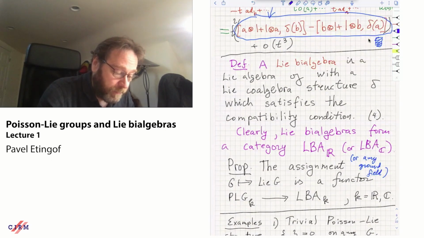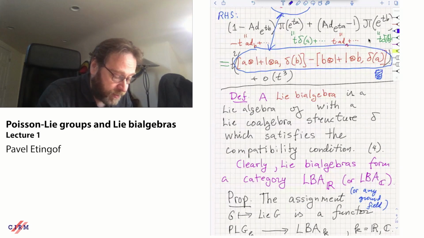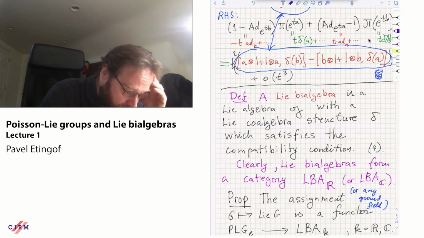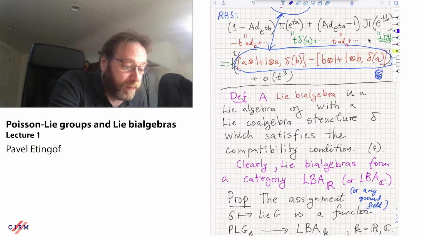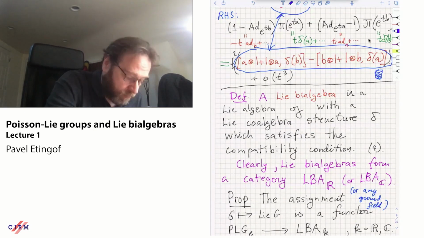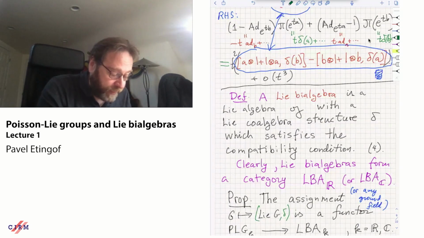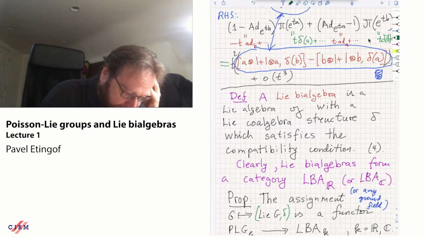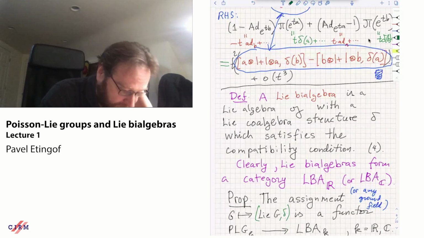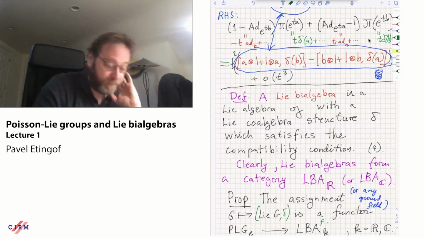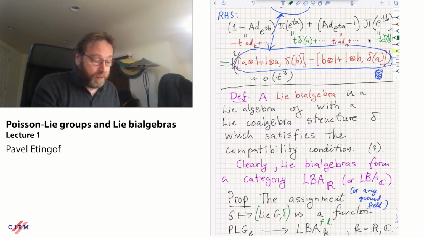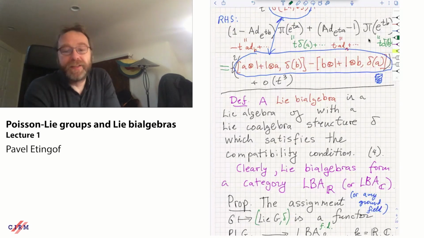And the proposition is that the assignment sending G to the Lie algebra of G, equipped with this cobracket delta, is a functor from the category of Poisson-Lie groups over K, where K is reals or complexes, to the category of Lie bialgebras over K. And in fact, if you like, you can say finite dimensional. Okay, any questions up to this point?